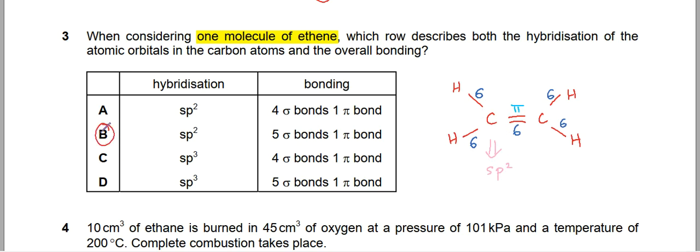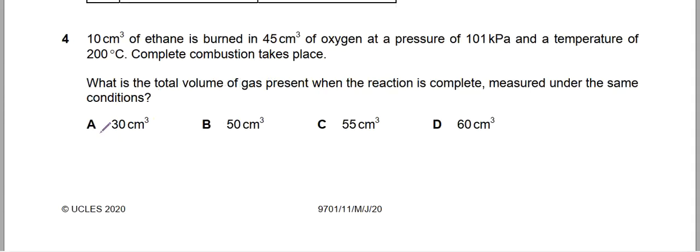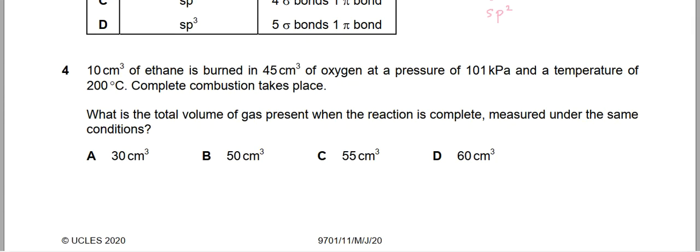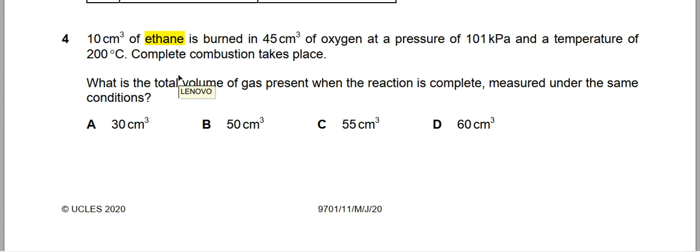Question 4. We are looking at the combustion of ethane burning in oxygen at pressure 101 kilopascal and temperature of 200 degrees Celsius. It's asking about the total volume of gas present when the reaction is complete.